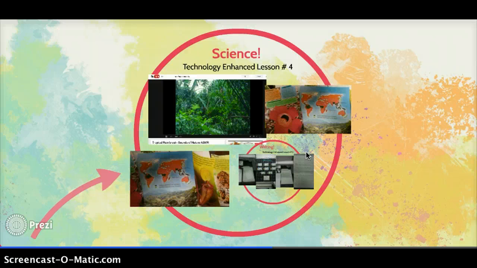I think something that I would have done differently is I maybe would have had an actual video of the rainforest that took you through the rainforest as the sounds played. I think that would have been a little bit more beneficial for them.